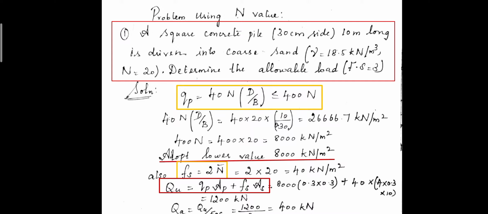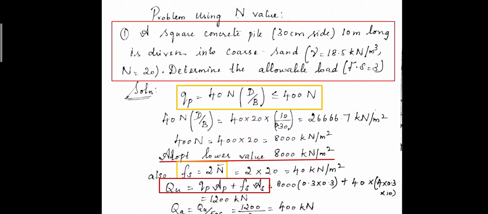Fs is 40, and As is the perimeter area. For a square pile, the perimeter is 4B, four sides into B. That is the perimeter of a square into length. So it becomes perimeter area: 4 into B into L. So 4 into 0.3 into 10, which will give you 1200 kilonewton.